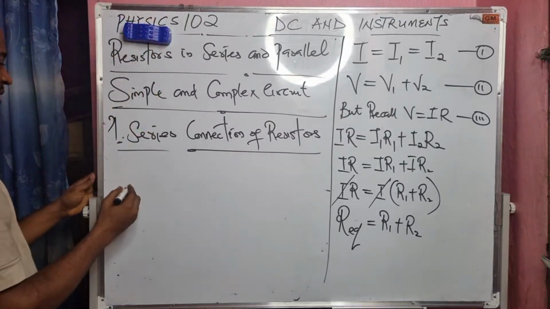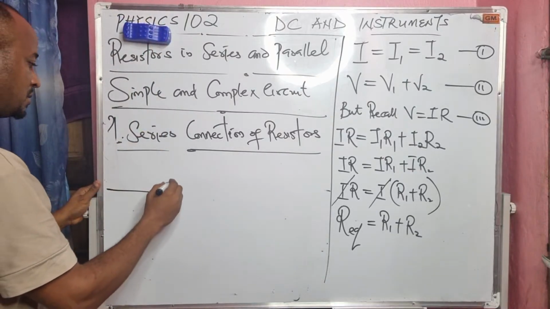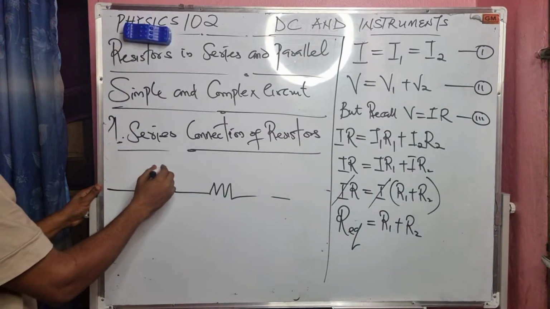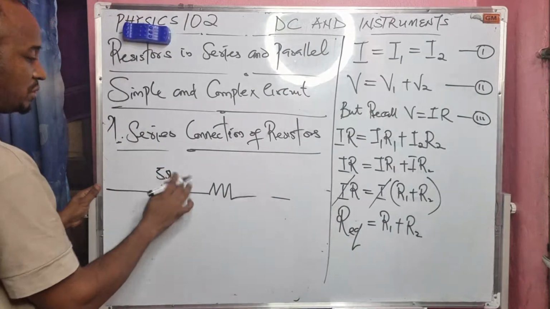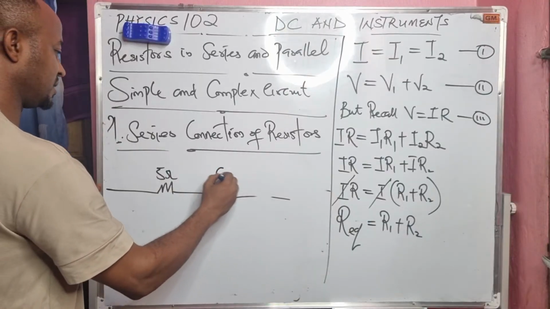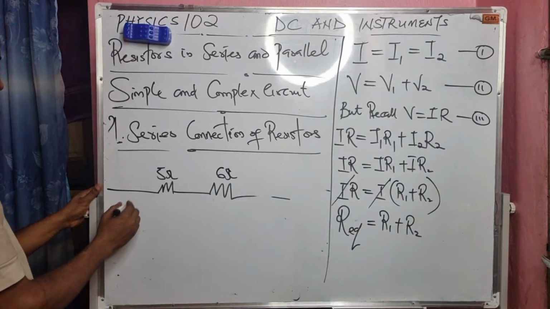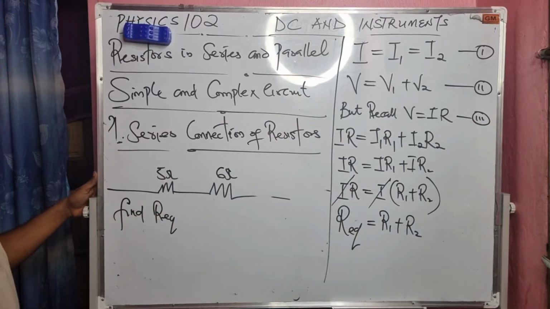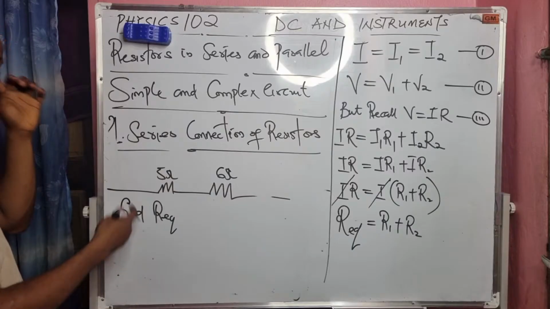Suppose we have a diagram like this. Let's say this is 5 ohms. This is 6 ohms. And we also find R equivalent. So what do we do here? Is just to sum up.